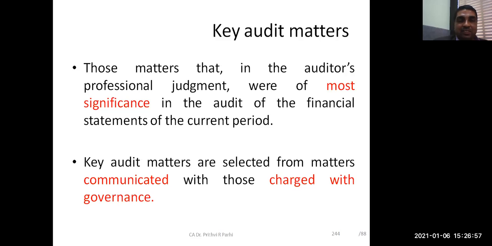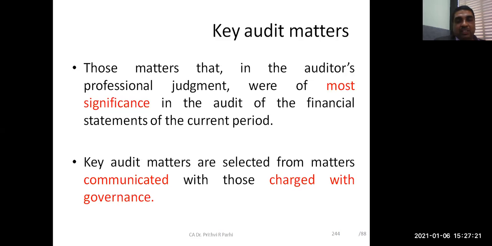These are the matters that, in the auditor's professional judgment, were of most significance in the audit of the financial statements of the current period. That means there are certain matters which the auditor feels are most significant. As per the auditor's professional judgment, they are very significant matters.